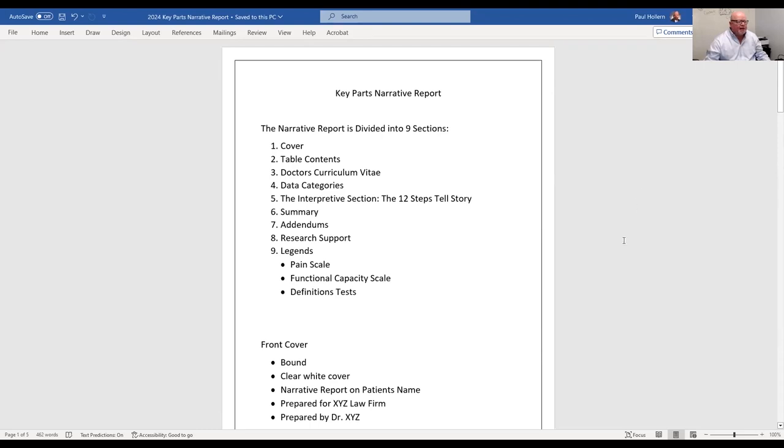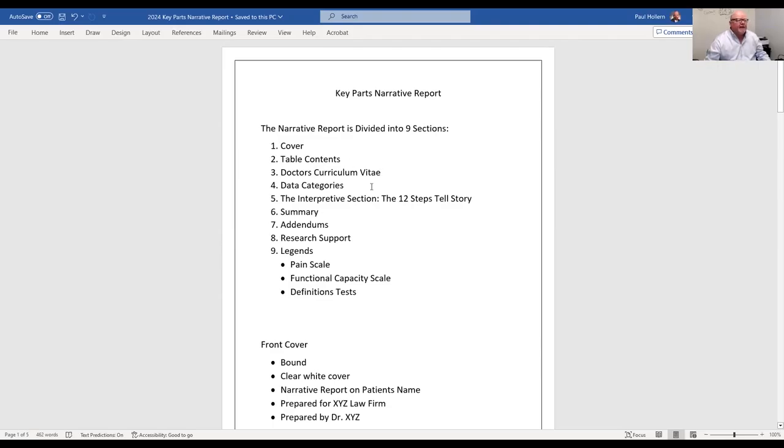So these are the key parts of the narrative report. We're just going to walk through how we put this together. You have the narrative report, basically divided into these 9 sections. So you have the cover, the table of contents, and remember, a lot of this is just generic.